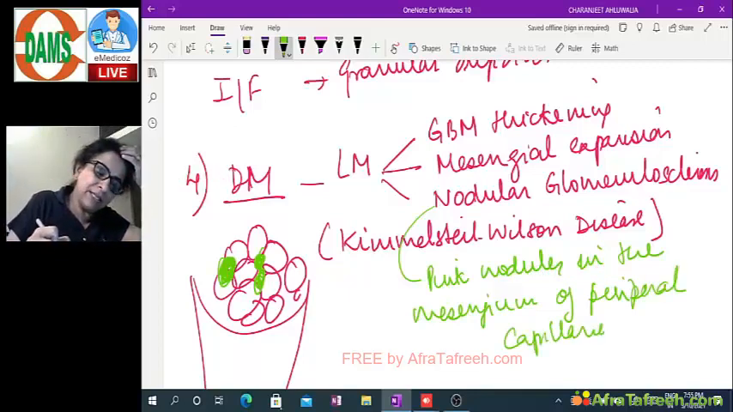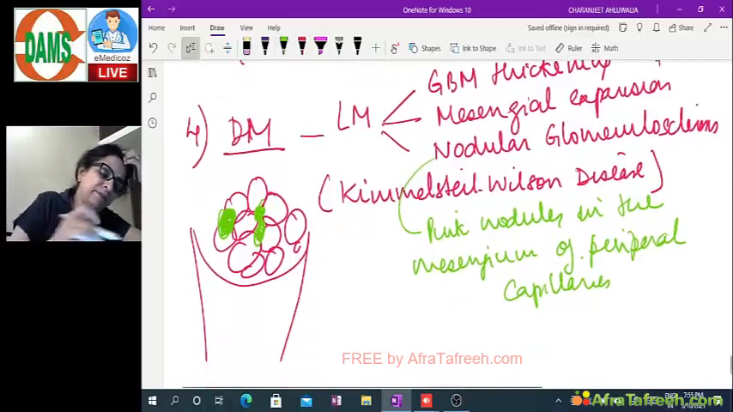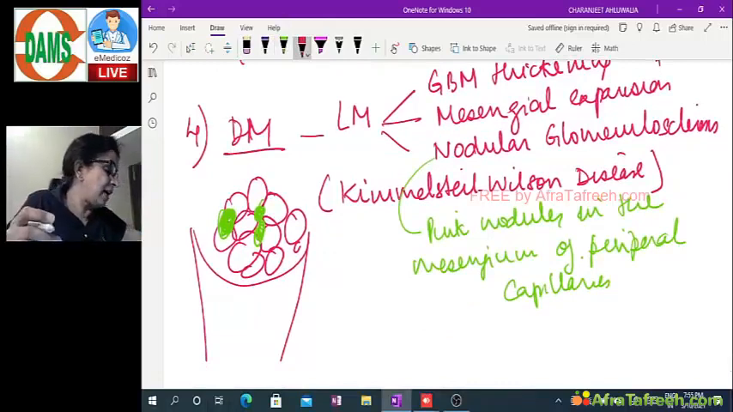This is termed as Campbell-Steele-Wilson disease. And what is the cause?